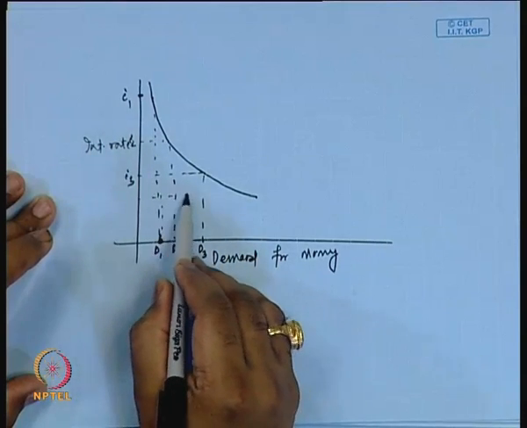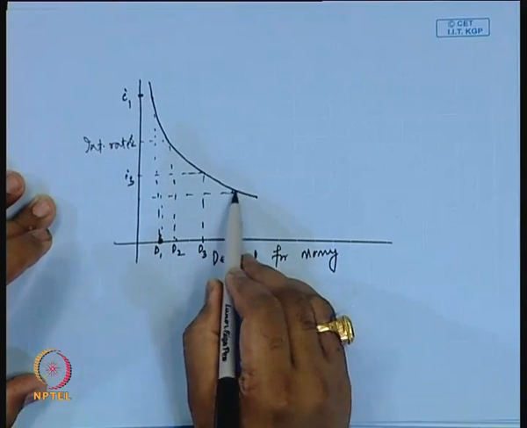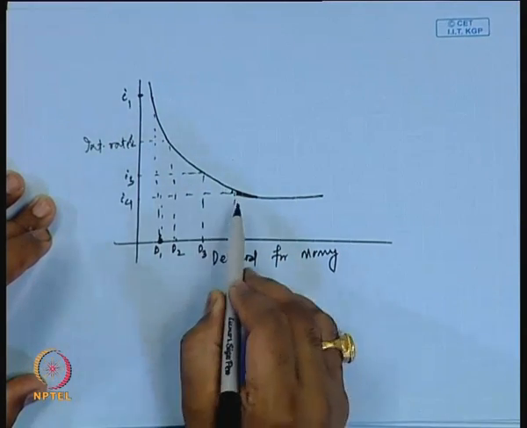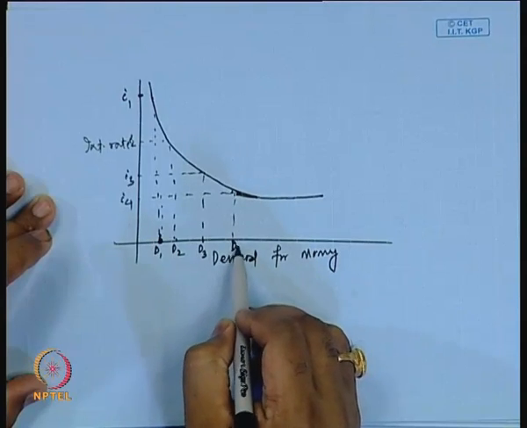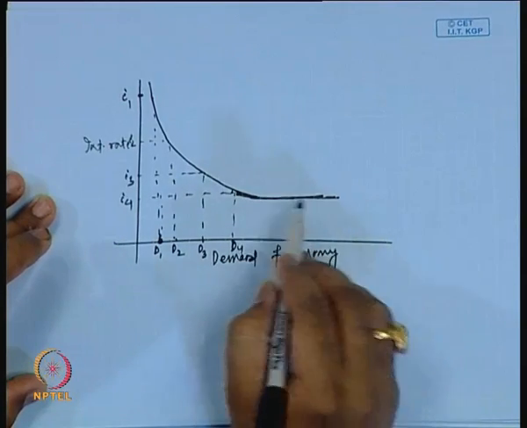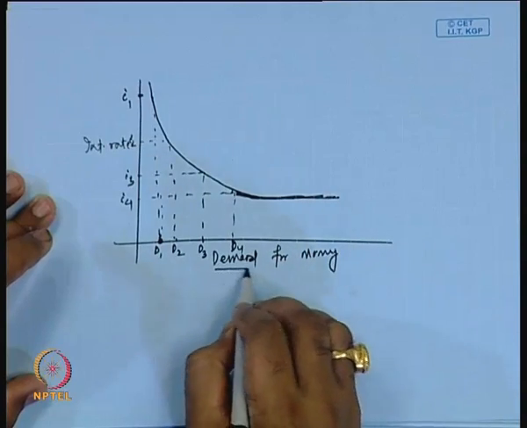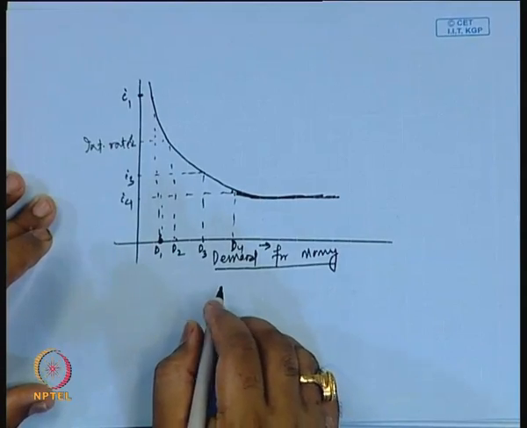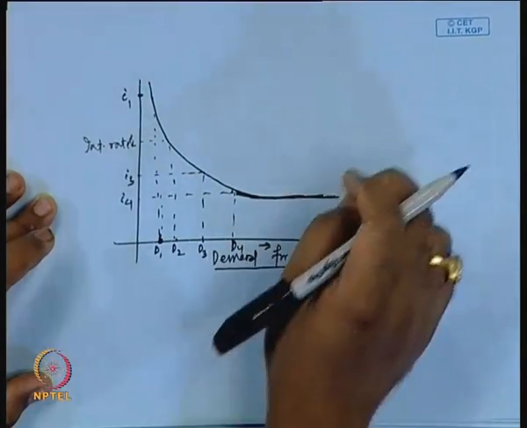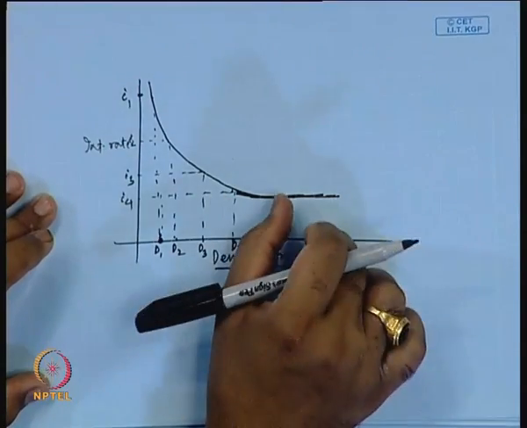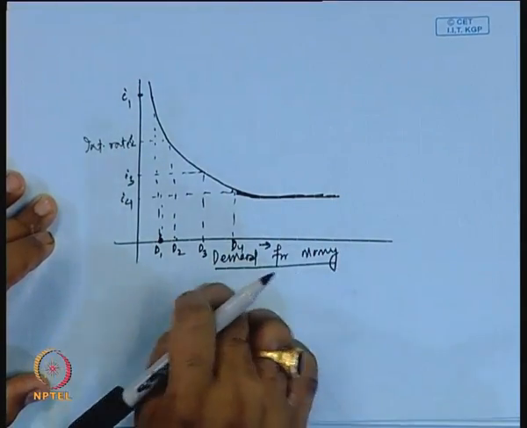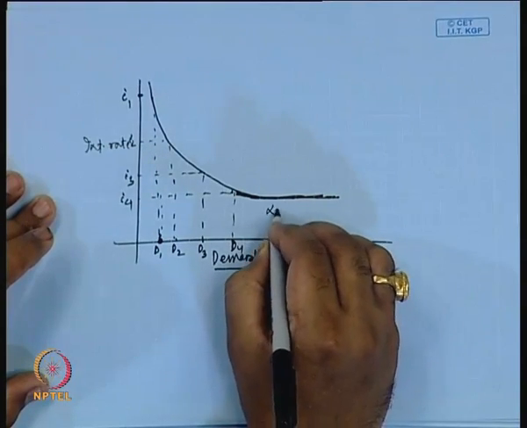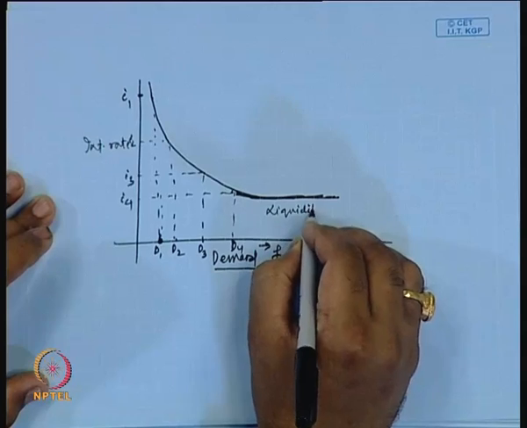But according to Keynes, after a certain point, let this be I4 and this be D4, even if the demand for money changes, the interest rate is not going to change. Once we reach that particular level of interest rate, the interest rate will not move on the basis of the demand for money. That particular level Keynes defined as the liquidity trap.